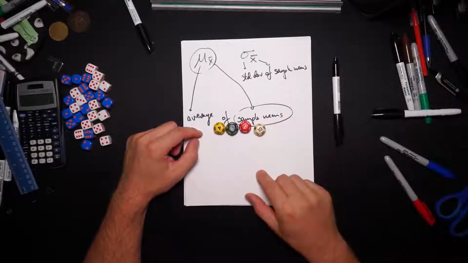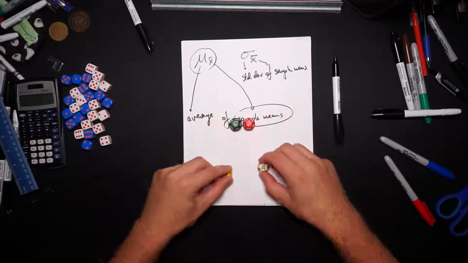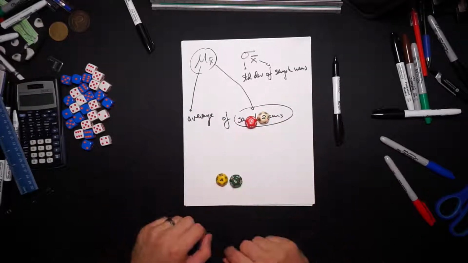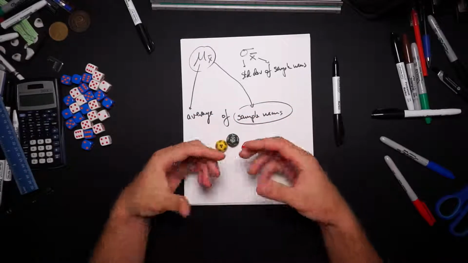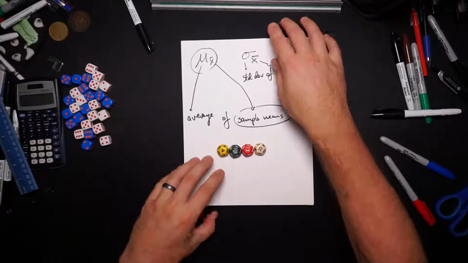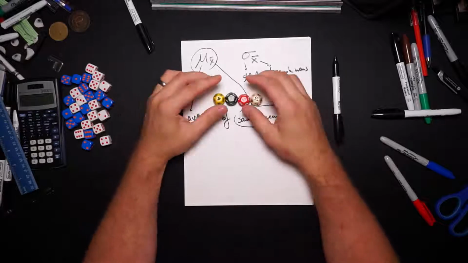Now I add one more. These 2 could be a sample. These 2 could be a sample. These 2 could be a sample. These 2 could be a sample. And these 2 could be a sample. There are a lot more samples than there are individuals once we get past a certain point.